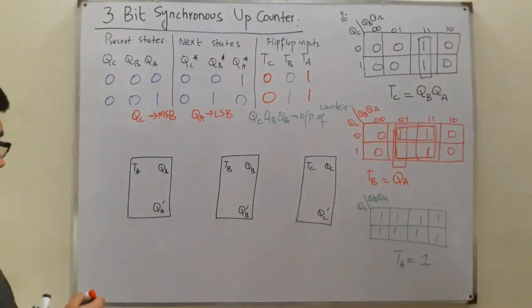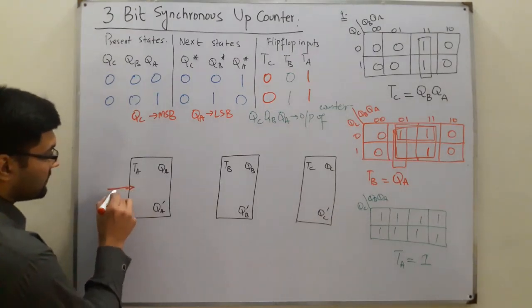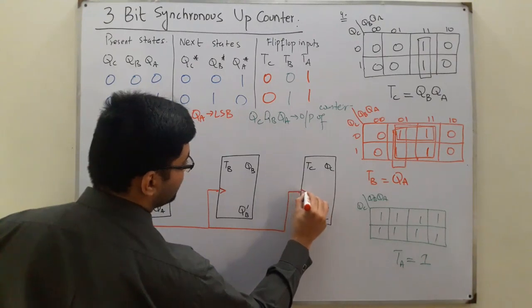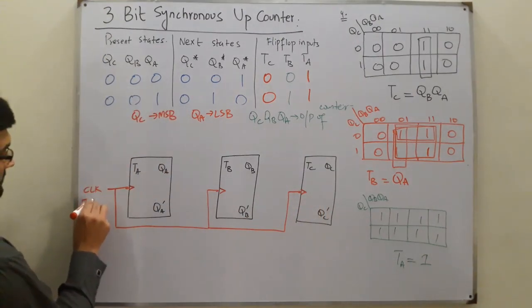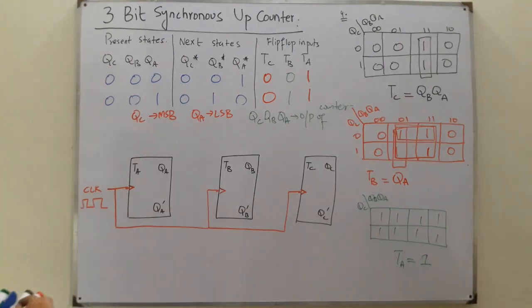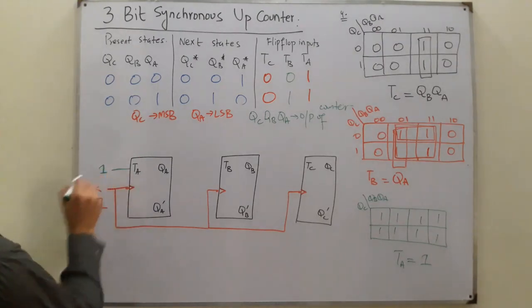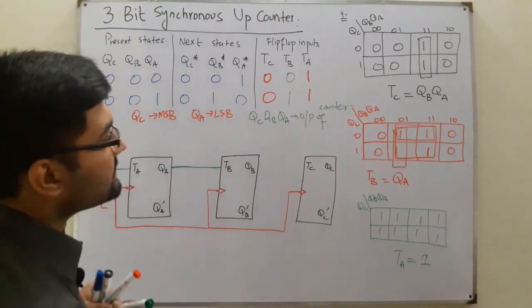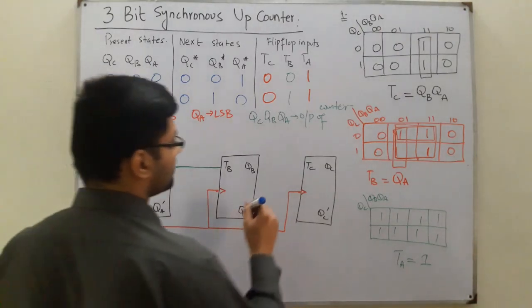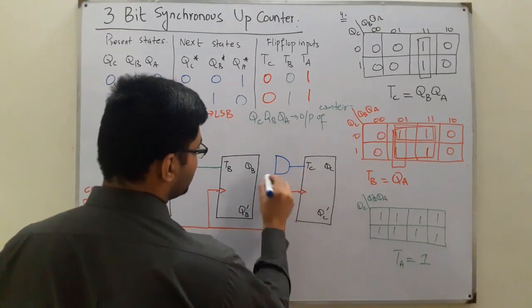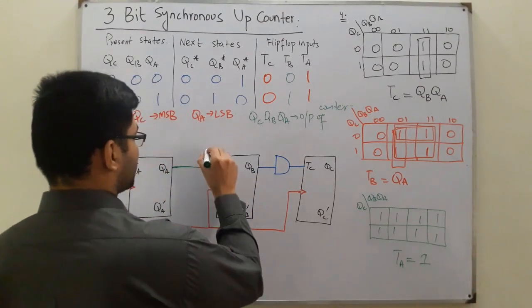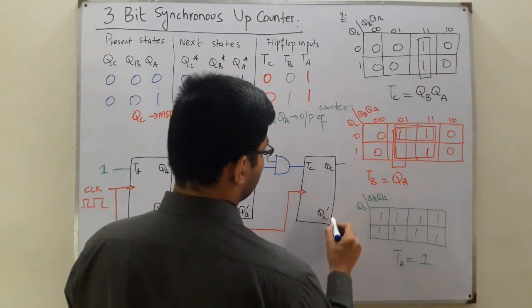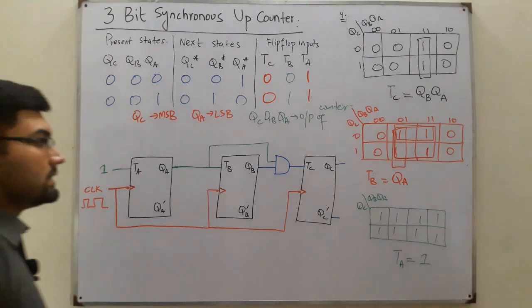Is that fine? Alright, now this is a synchronous counter, which means an external clock pulse is provided simultaneously to all the flip-flops. This is the external clock pulse, which is this square waveform sort of. Now TA is a logic 1, fine. TB is QA, and TC is QB ANDed with QA. Have an AND gate over here. TC is QB ANDed with this QA. So that's about it. All right, and here we have these QC and QC bar as well. So that's all about it. That's the 3-bit synchronous up counter.